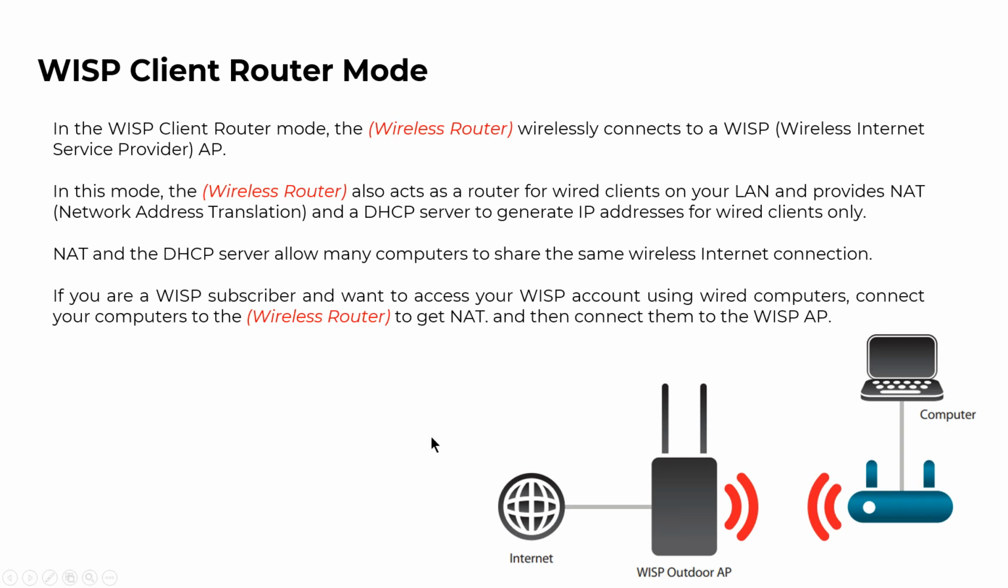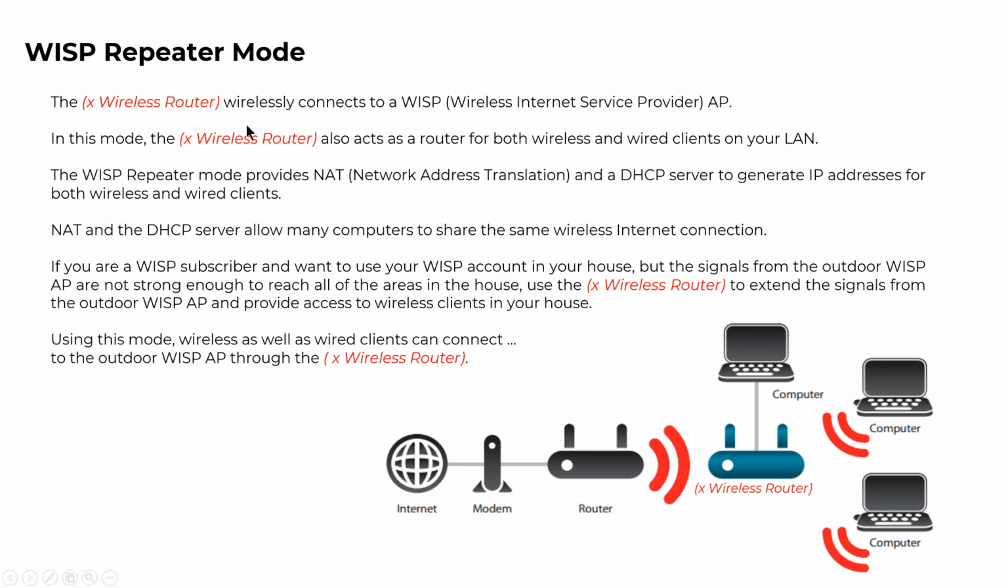Now there is one more mode related to WISP: repeater mode. The router, as you can see, this is the router, wirelessly connects to the WISP internet service provider. In this mode, the wireless router also acts as a router for both wireless and wired clients on your LAN. So the wireless user can also access the resources and the LAN cable which is connected to this wireless router, which is placed inside our home.